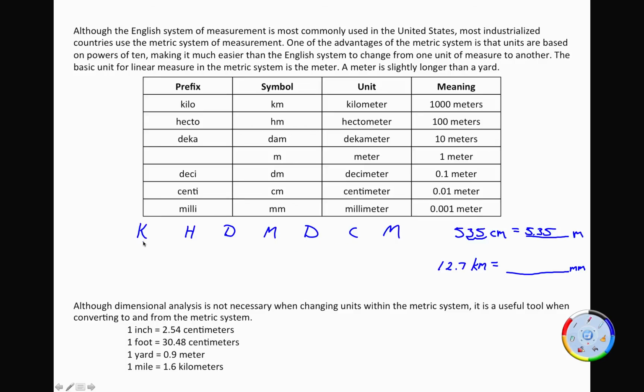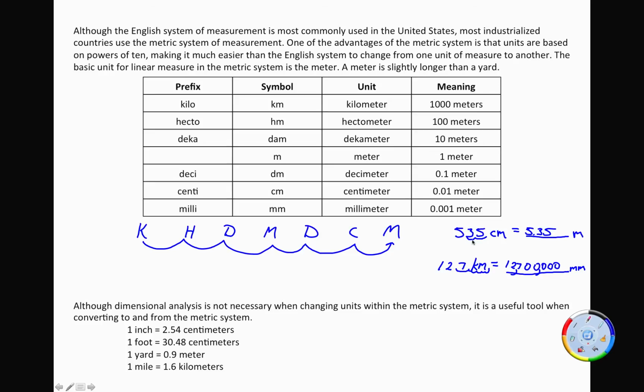So I start at kilometers and move 1, 2, 3, 4, 5, 6 units to the right. So I take that decimal and I move it 6 units to the right. That'll be 1, and then I'll need 5 zeros, 2, 3, 4, 5, 6 to fill that in. So 1, 2, 7, and zeros. 12,700,000 millimeters is in 12.7 kilometers.